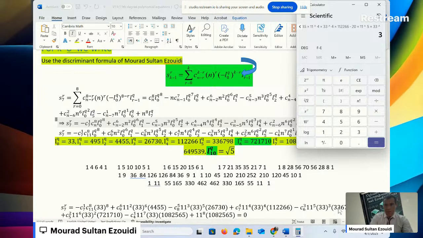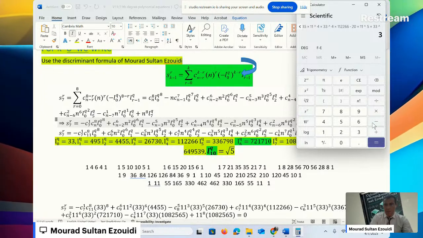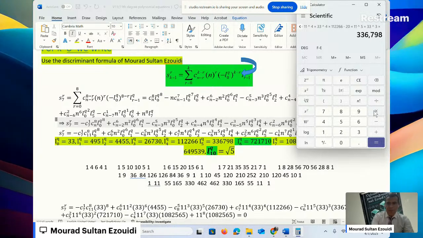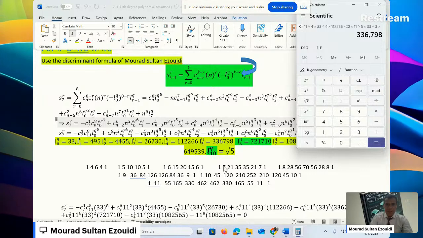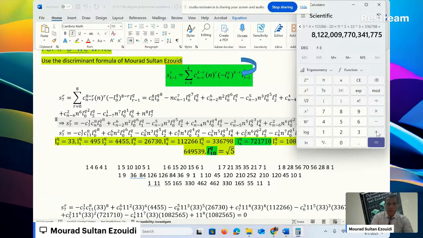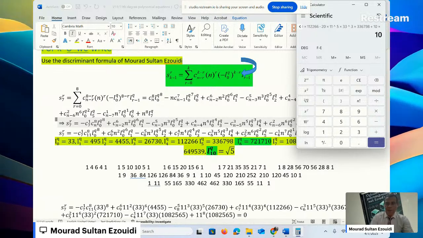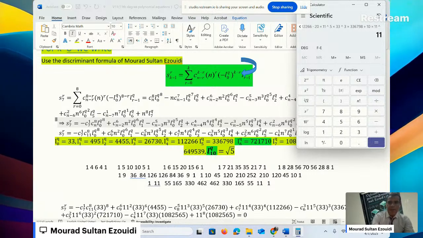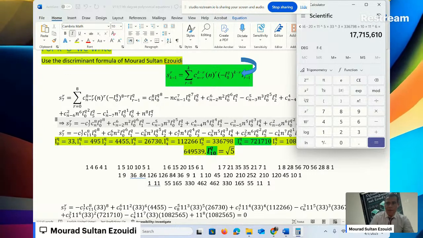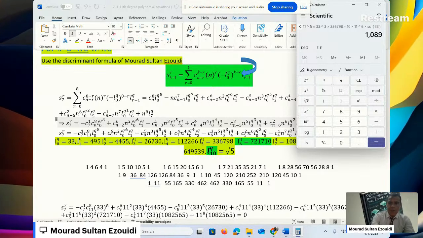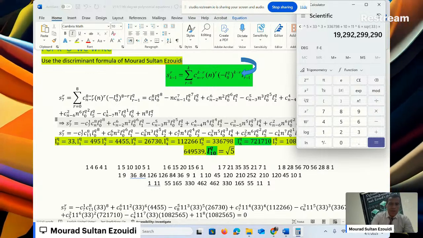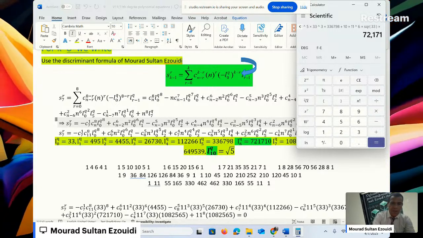Minus 336, minus 336, 798. Then plus minus plus. Okay, plus 10 multiply by 11 raised to the power 6, plus multiply by 33 squared, plus multiply by 721.